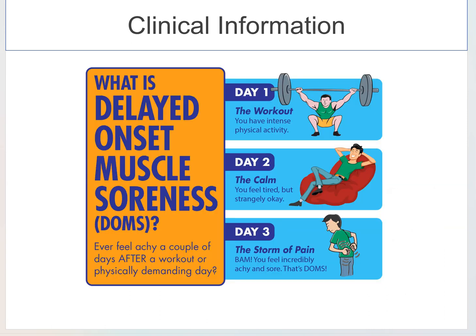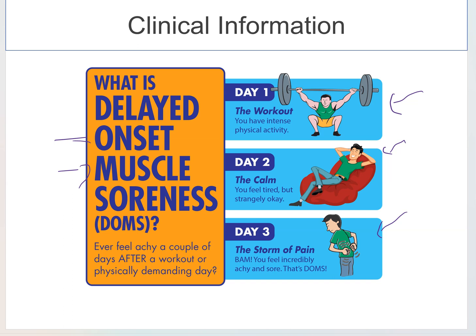Now, we talked a little bit about DOMS, D-O-M-S, delayed onset muscle soreness. So you get a great workout, right? You feel good. Usually the next day you feel good, but the day after, a storm of pain. It usually peaks about 48 hours later. So usually 2 days later is when your muscle pain peaks from a workout.